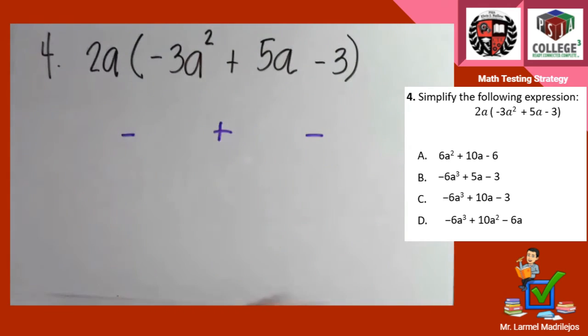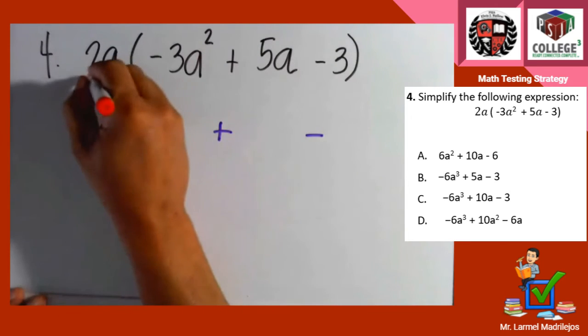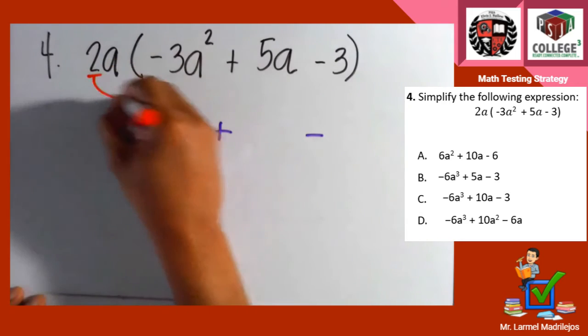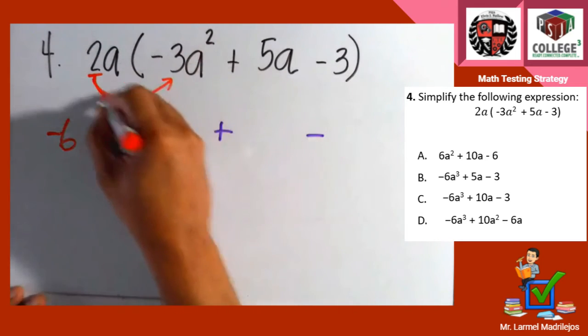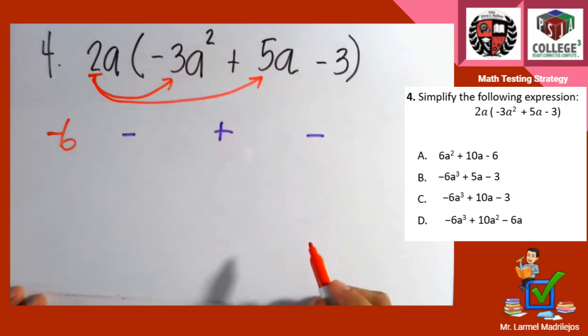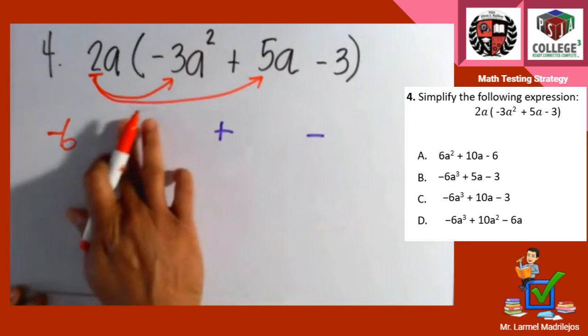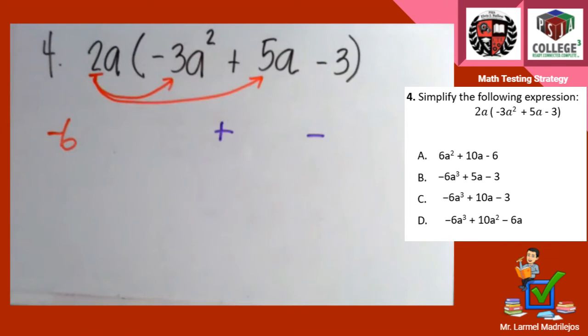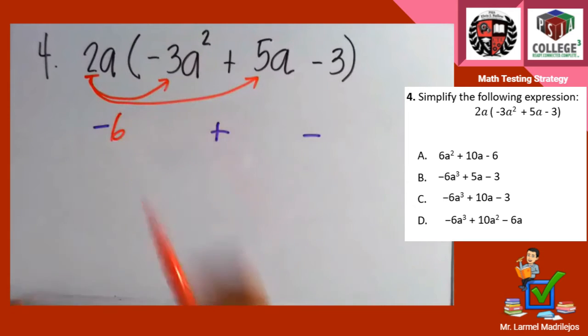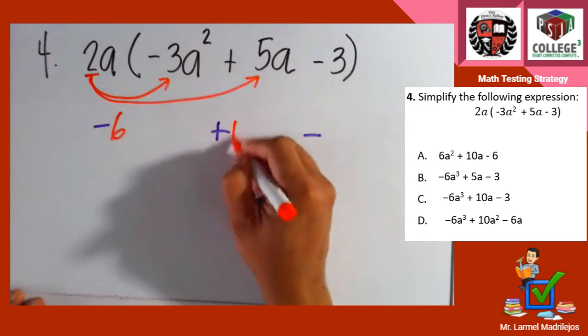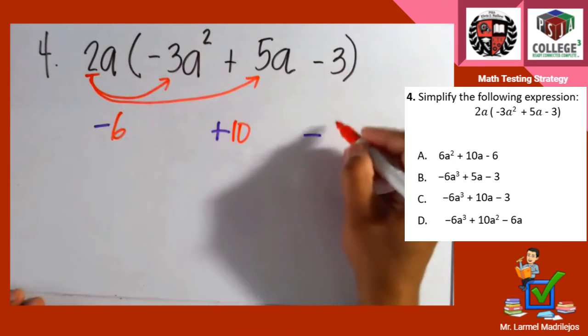I'm going to distribute my numerical coefficient again. It's 2 times negative 3, that's negative 6 here. 2 times 5, let me rewrite this. Okay. So this is negative, still negative 6 here. So 2 times 5 is positive 10, and 2 times negative 3 is negative 6.